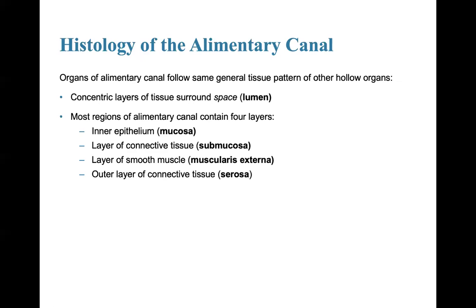Most regions of the GI tract contain 4 layers: an inner epithelial layer referred to as mucosa, a layer of connective tissue referred to as the submucosa, a layer of smooth muscle referred to as the muscularis externa, and then an outer layer of connective tissue referred to as the serosa.